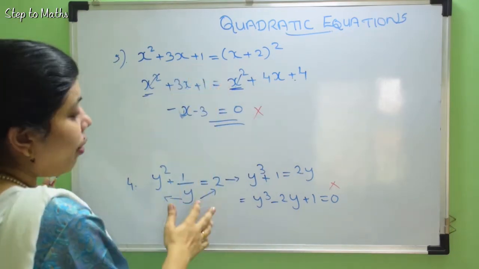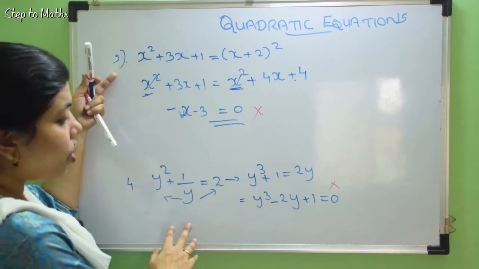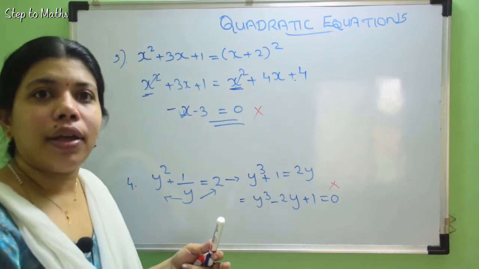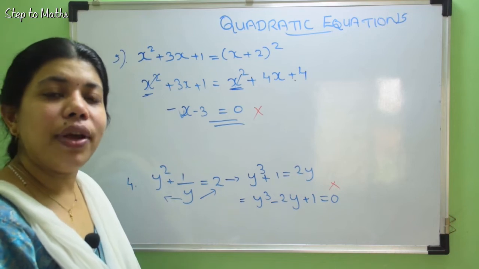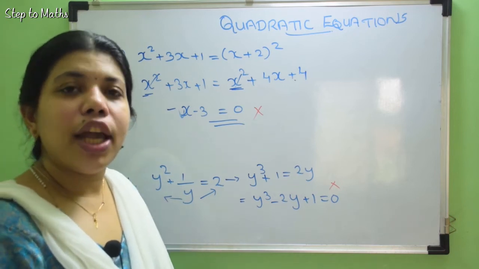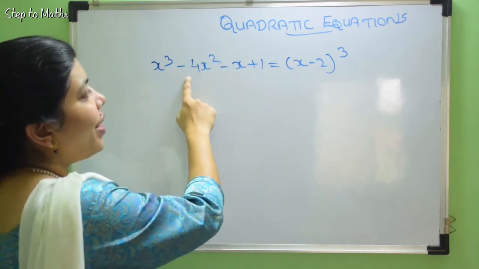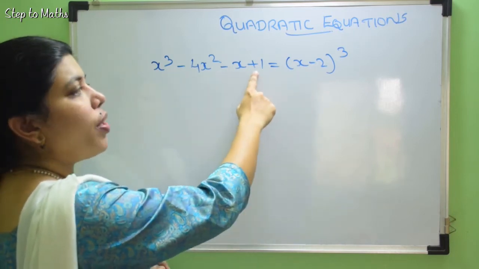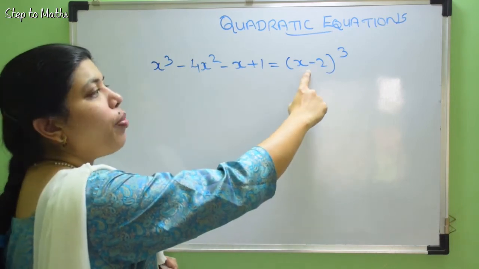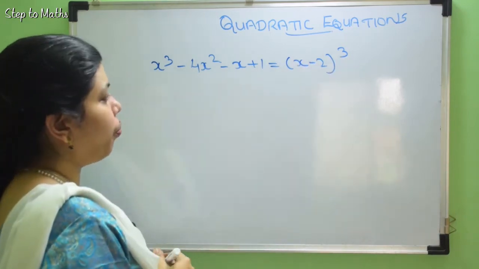Consider this equation and these equations. These equations appear to be quadratic, but when we simplify them, they are not quadratic equations. Consider this equation: x cube minus 4x square minus x plus 1 equal to x minus 2 whole cube.